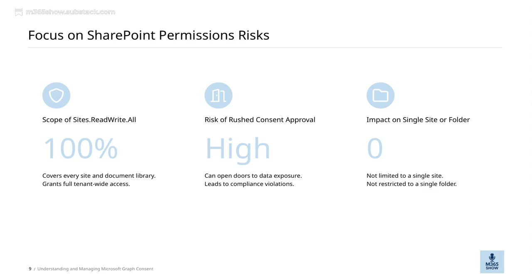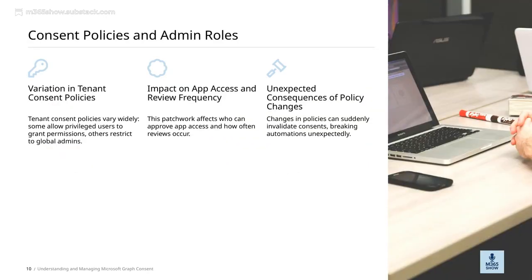And finally, I want to highlight that this scope is quite extensive, 100%. That's a complete access level, and it underscores the importance of carefully managing consent and permissions to prevent unintended data exposure or security breaches. Overall, understanding these risks helps us better safeguard our SharePoint environment by ensuring permissions are granted thoughtfully and securely. Let's talk about consent policies and admin roles.